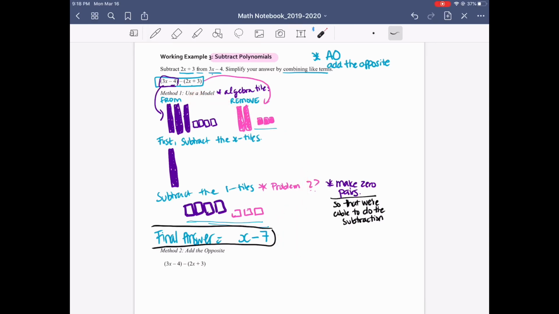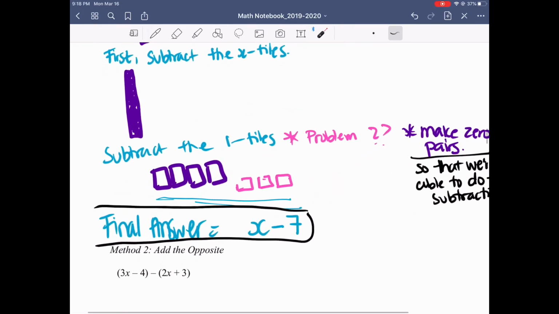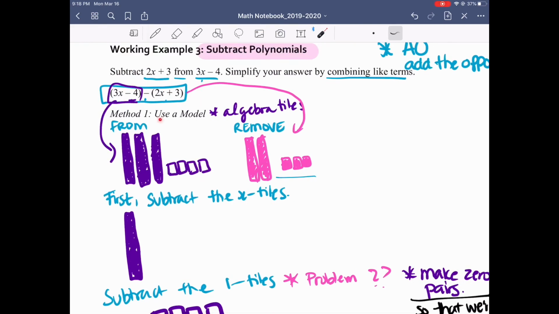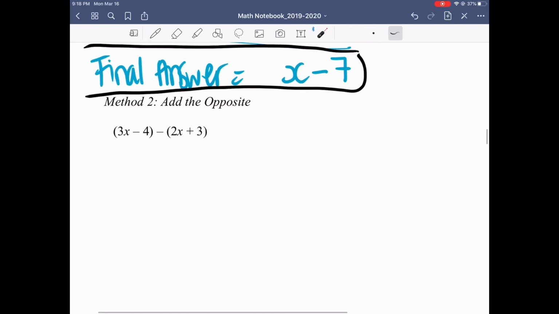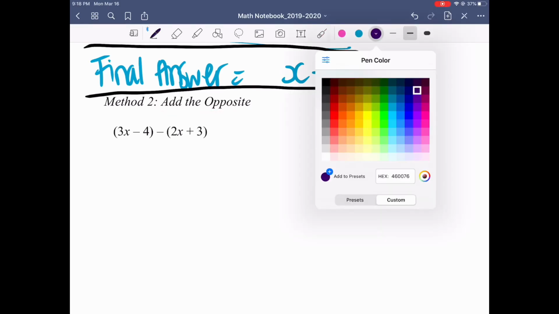Okay? The algebra tile method, or the model method, might be kind of confusing for subtraction. A lot of people really don't like it. So the other method is that you can literally just add the opposite. And a lot of people are going to find this easier. For this, choose whatever method works for you and whichever method you like better.